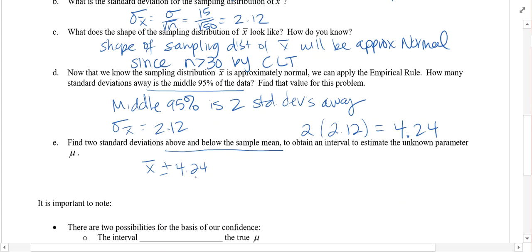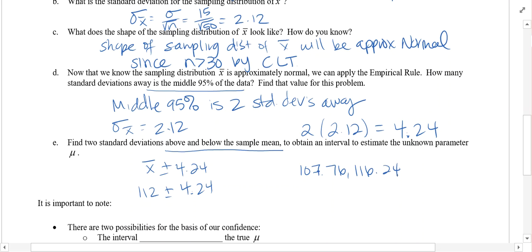So our x bar that we were given in this problem is 112. So 112 plus or minus 4.24. So we're going to subtract 4.24, and we're going to add on 4.24. Okay, so we're going to get 2 values. So 107.76 and 116.24.